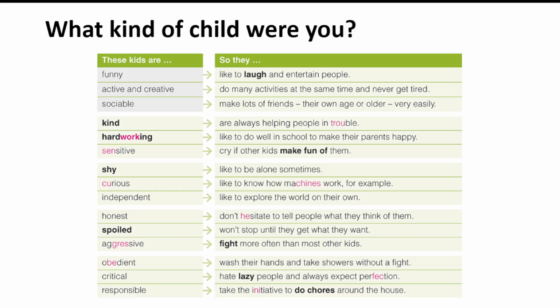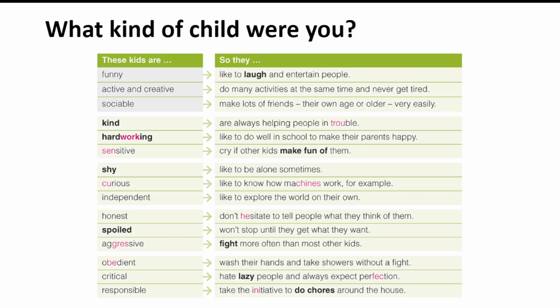And shy, the adjective is shy. Shy, what's the meaning? Like to be alone sometimes. Curious, like to know how machines work, for example. Independent, for example, what's the meaning? Like to explore the world on their own. Some children were honest. Don't hesitate to tell people what they think of them. Were you a spoiled child? What's the meaning of spoiled? Won't stop until they get what they want.